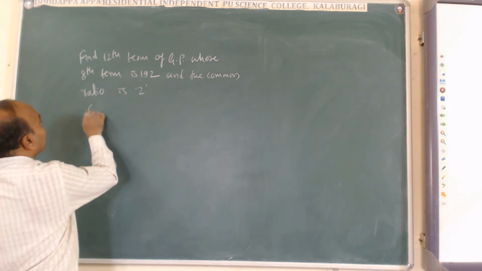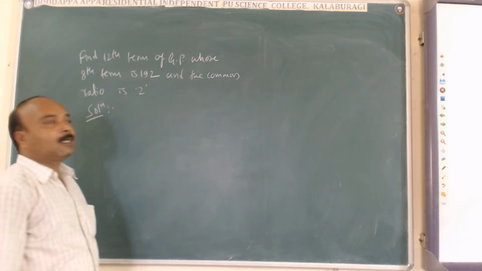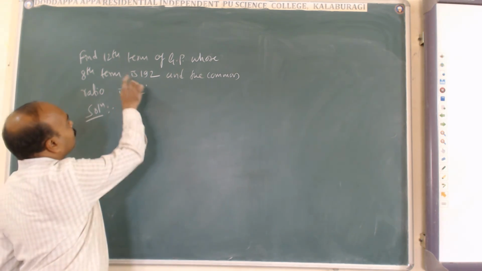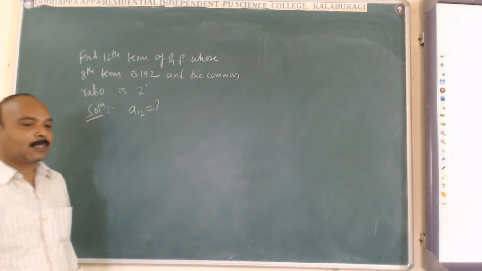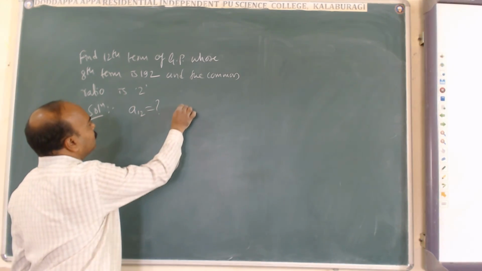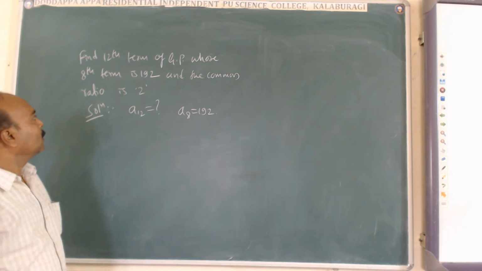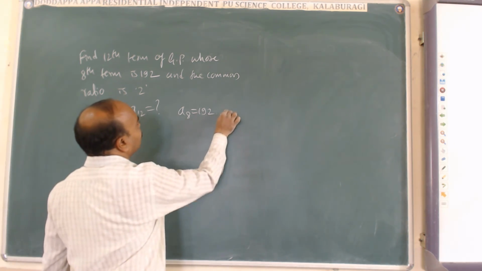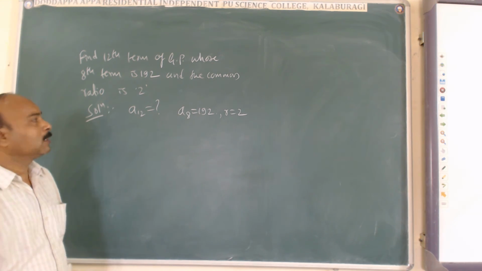Now we write the given conditions first here. What is given here? We have to find the 12th term of the GP, that is a12. This is the first. Whose 8th term is 192. 8th term means a8 is given. a8 is 192. After that they have given that the common ratio is 2. r equal to 2. These are the given conditions for this one.